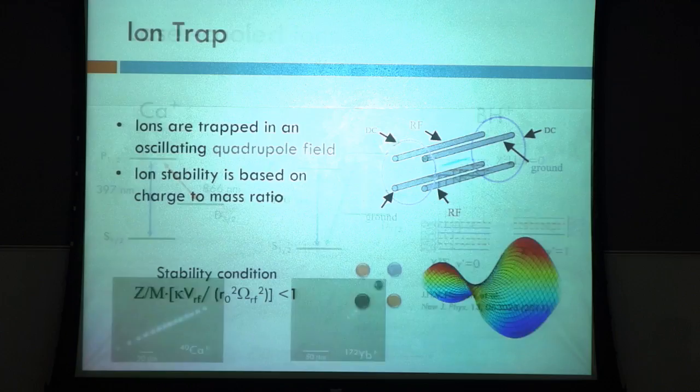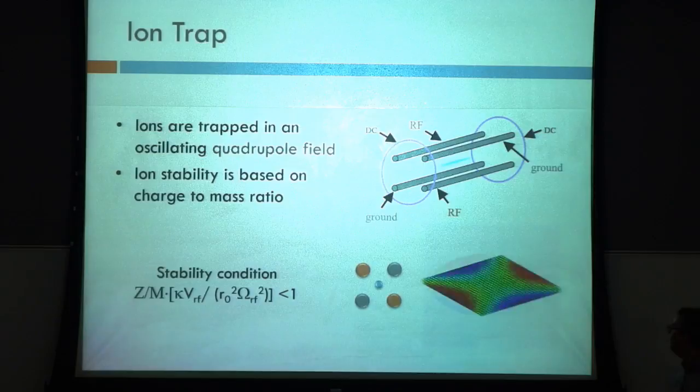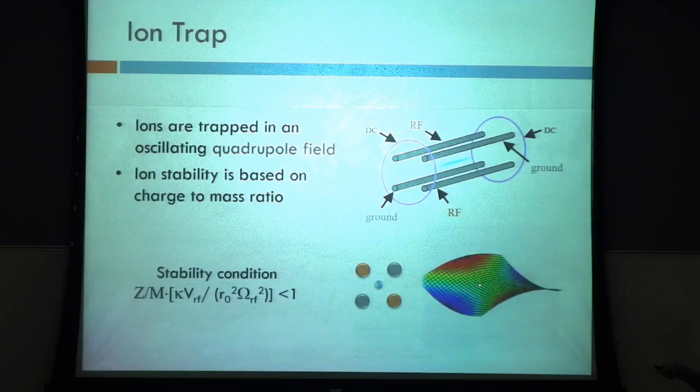The ion trap, which has been used in all kinds of mass spectroscopy analysis, many of you probably use an ion trap for some mass spec. What it does is the ions are held by DC confining potentials axially, and then radially, it's held by this flipping and flopping oscillating field. And so if the ion can't move fast enough, it can't find its way out of this trap.